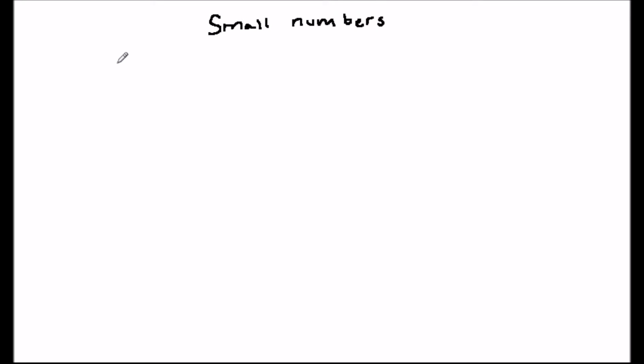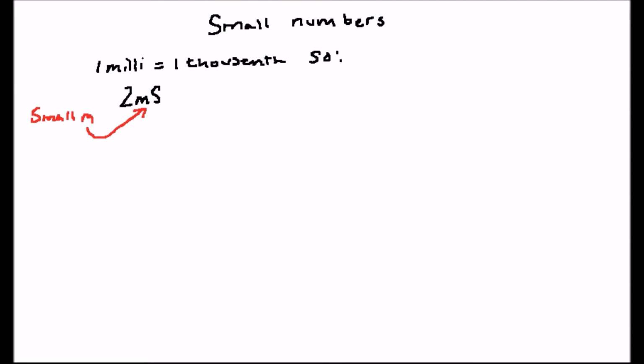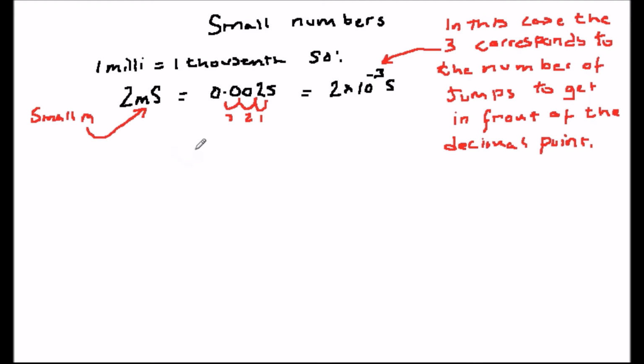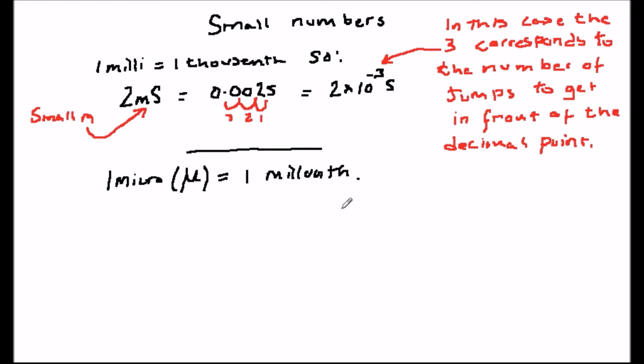So what about very small figures? A 1,000th of something is a milli, which is times 10 to the power of minus 3. So for example, 2 milliseconds is 2 times 10 to the minus 3 seconds, or if you like, 0.002 seconds. The next prefix down, which is 1,000th of this, is millionths, or times 10 to the minus 6, and is given the prefix micro.